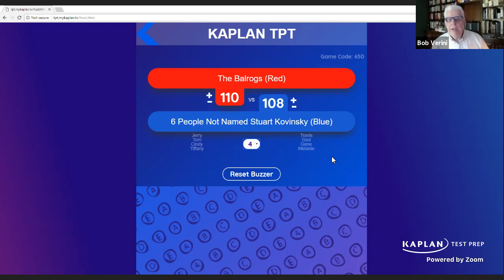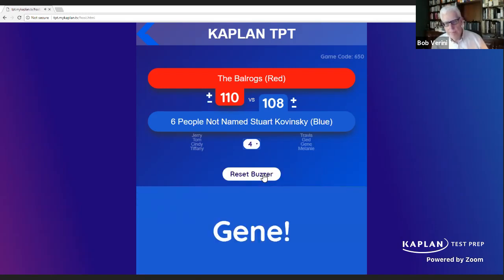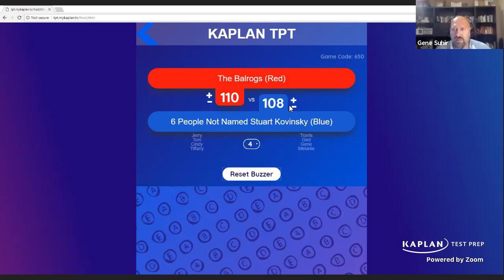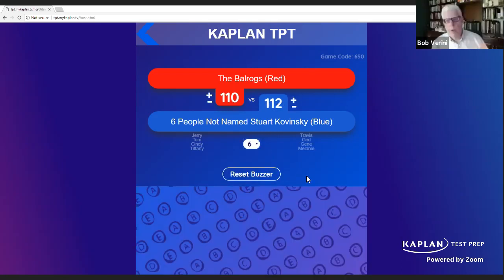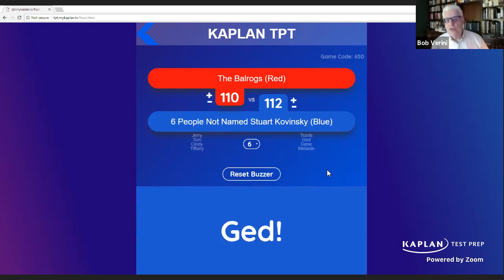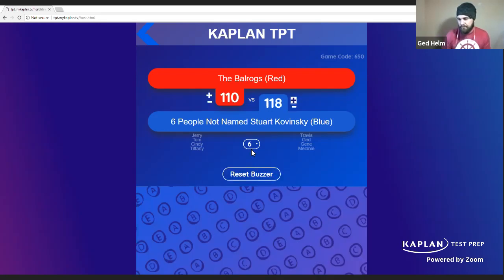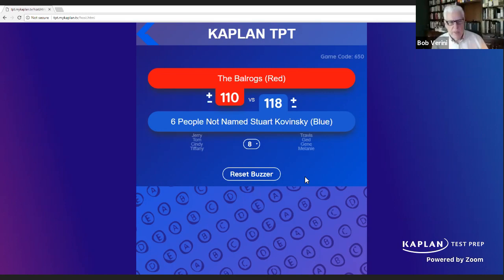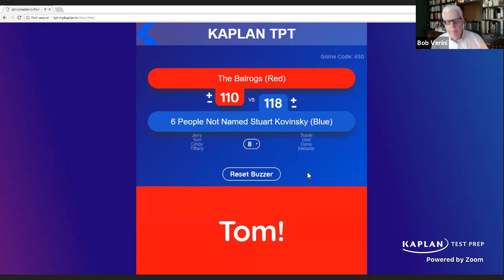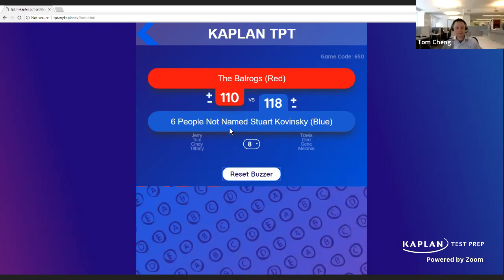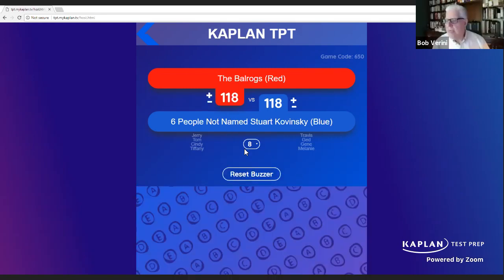Homophones for 4. A whole seed grain of corn or a military rank. Gene. Colonel. Colonel is right. 6 points. Expected at a certain time, like a library book, or moisture condensed from the air. Jed. Dew. Dew is correct for 6 points. 118 to 110. For 8 points. Percussion instruments that clang, or things that, Tom? Cymbals. Cymbals is right, and we are now tied 118 to 118.